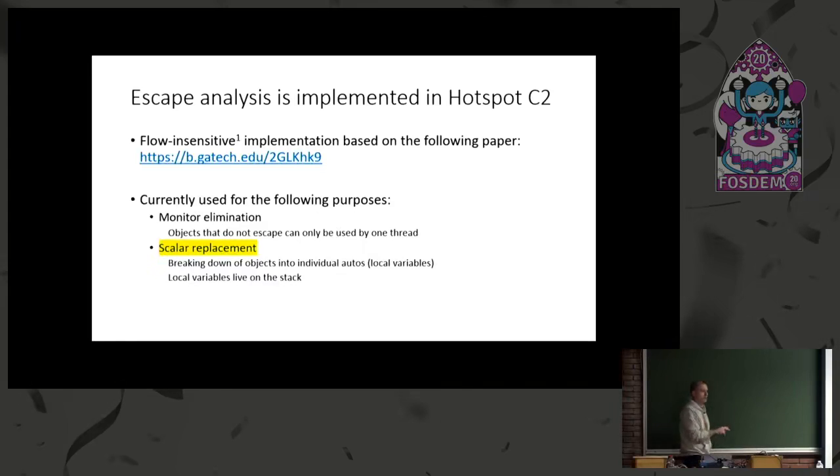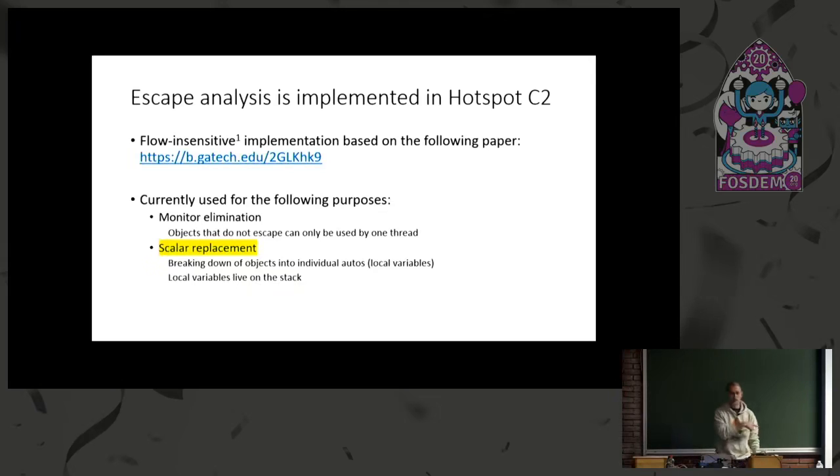Currently it's used in C2 for the following two purposes. First, monitor elimination: if objects are proven not to escape, they can only be seen by one thread, so we can eliminate the monitor enter and monitor exit operations on these objects. So there's no synchronization on them. Say you're using a StringBuffer instead of a StringBuilder, well, this will help.